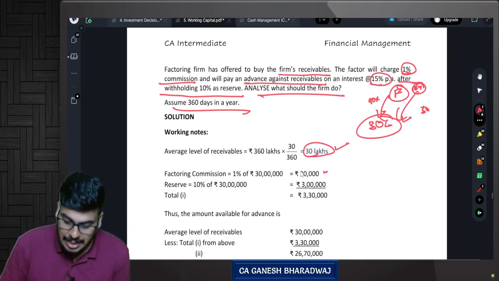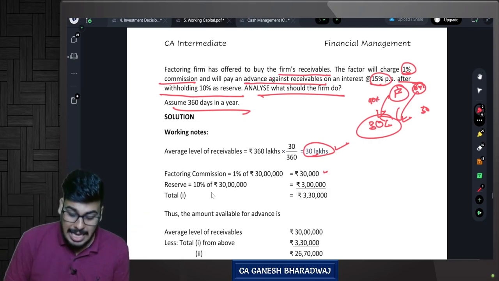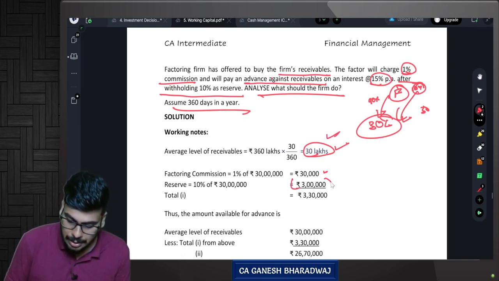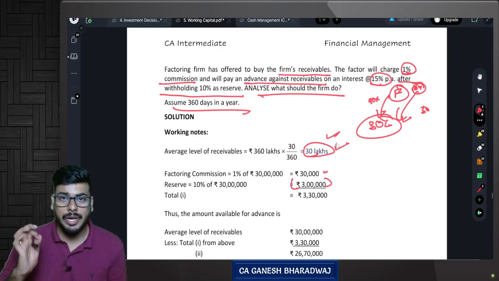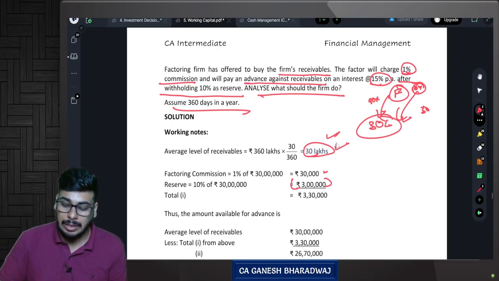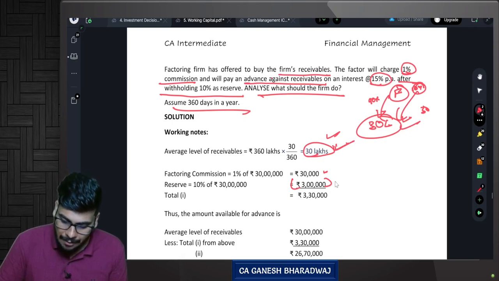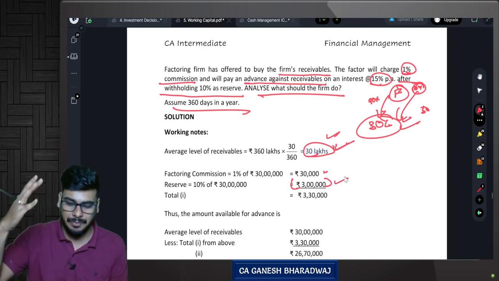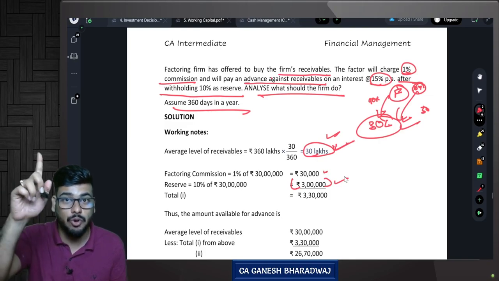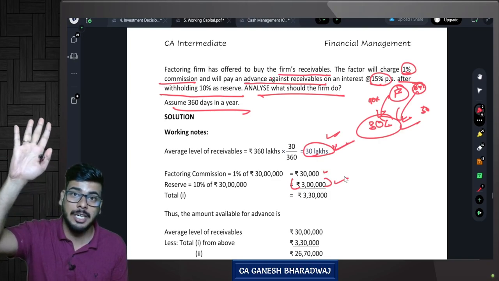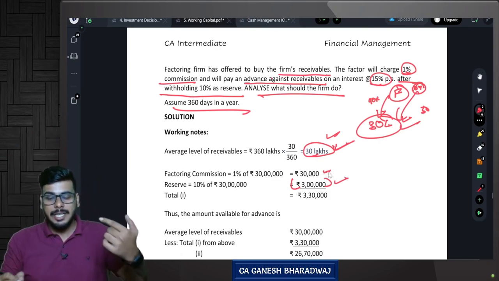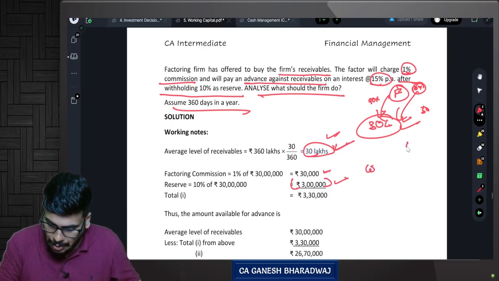So basically, the factoring commission is how much? 1%. Reserve, how much amount is he withholding? 10% of 30 lakhs, it's going to be 3 lakh rupees. So now, today, I am purchasing the debtors worth how much? 30 lakhs from the company, correct? Now, from this 30 lakhs, I will withhold 3 lakh rupees, that is reserve, correct? So balance 27 lakhs I will pay. No, he's saying my commission, you need to pay me 30,000. That also I will deduct upfront. So this 30,000 needs to be paid by this company to the factor, correct?